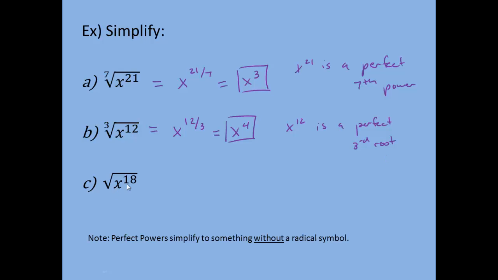And down here I've got the square root of x to the 18th. Remember, if you don't see an index on the root, realize that's the square root. So this is really x to the 18 divided by 2, which equals x to the 9th power. So then we can say x to the 18th is a perfect square.